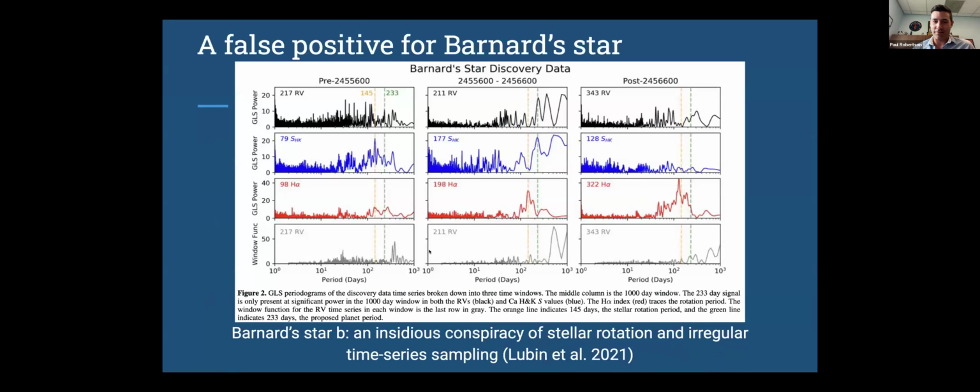This is an insidious case with Barnard's star where the 145-day rotation period, depending on the season you observe it, will often appear primarily at the 1 year alias of 230 something days, which led to a false positive planet detection. There's a lot of plots here. I'll highlight the middle, which is where the signal appears most strongly in radial velocities. You can see that peak is actually matched in the calcium H and K index, where only the H alpha is showing the true rotation period.